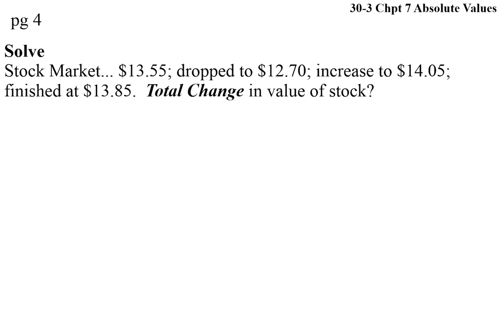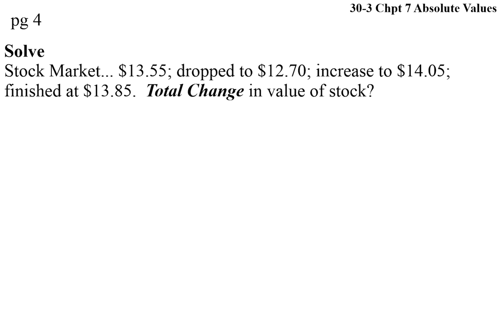Now we have some questions about where absolute values actually come into play. Well, they do come into play, to be honest with you, but it depends upon what a question's talking about. So page 4, the first question, I've summarized it here. You can read it. It talks about the stock market. A stock starts at $13.55. It drops to $12.70. It increases to $14.05.